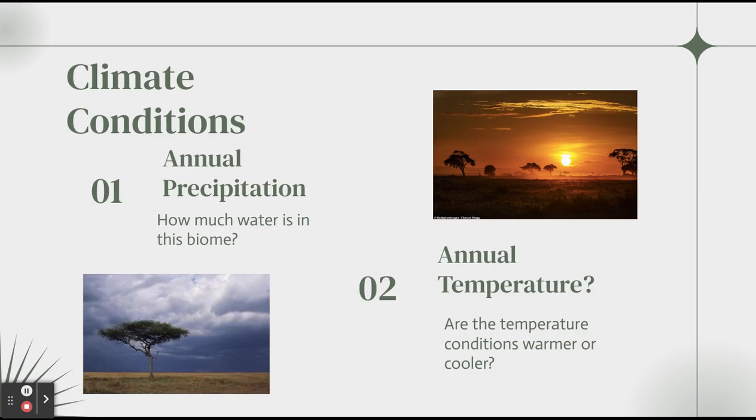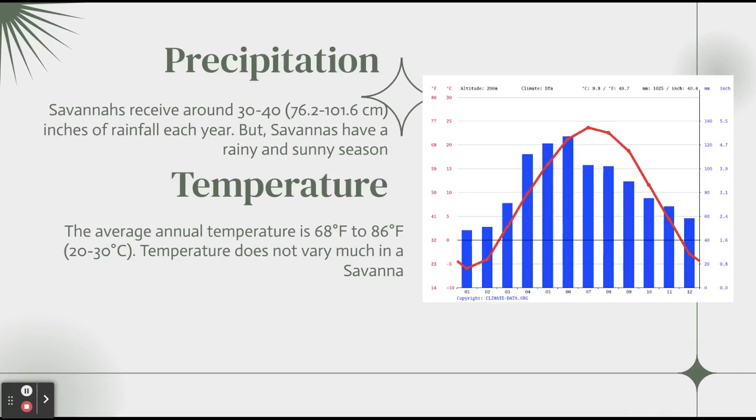Now I will discuss the temperature and precipitation conditions that a savanna entails, which are the climate conditions. Firstly, it is important to note that savannas have both a rainy and dry season. In the rainy season, it is typical for a savanna to receive around 30 to 40 inches of rain.